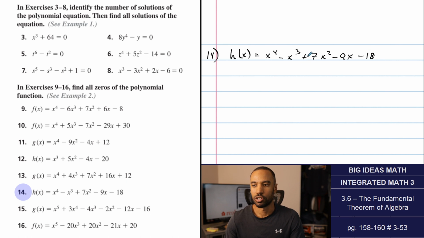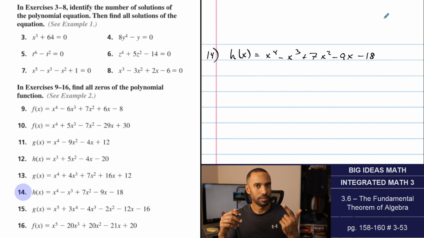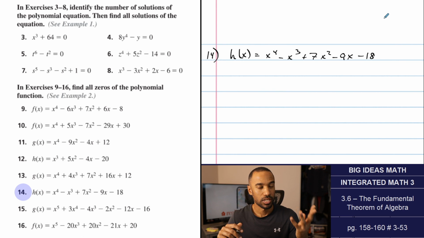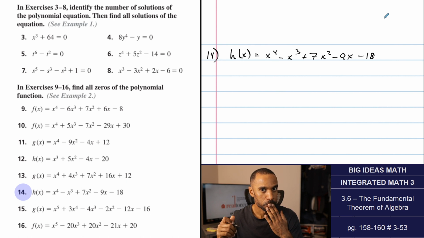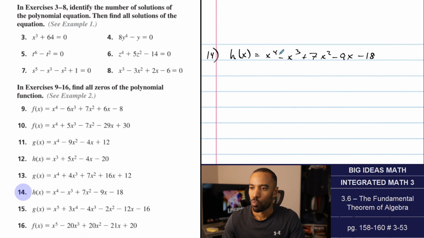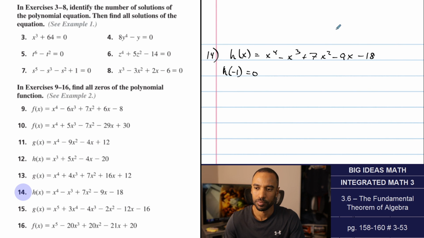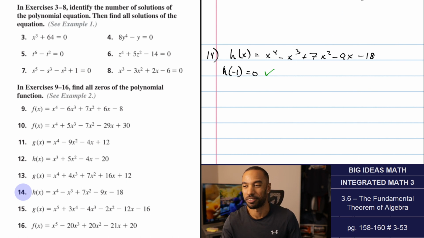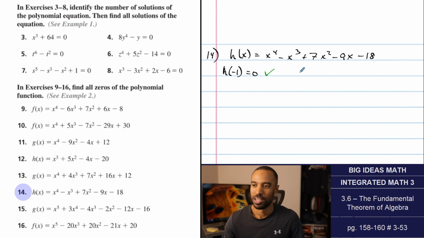Okay. Factors of 18 that we're going to try, plus or minus 1, 2, 3, 6, 9, 18. I think that's it. Yep. All right, let's try 1. 1 minus 1 is 0, plus 7 minus 9 is negative 2. Nope. Negative 1. 1 plus 1 is 2, plus 7 is 9, plus 9 is 18, minus 18 is 0. Yeah. So negative 1 works. I'm proud of myself. I haven't had to use the graphing calculator yet and plug in anything for one of those. So negative 1, synthetic division, away we go.